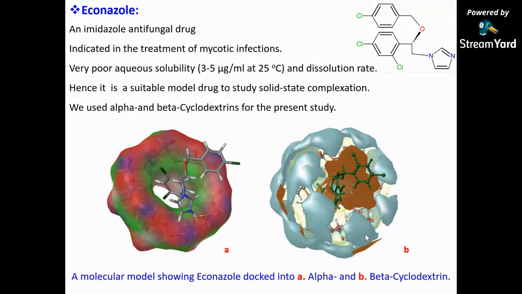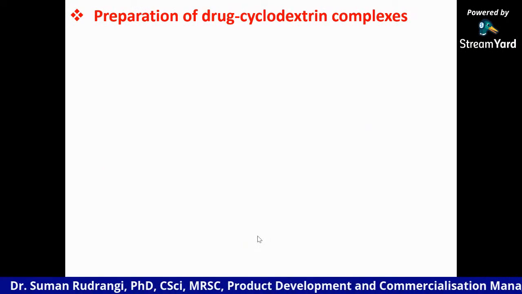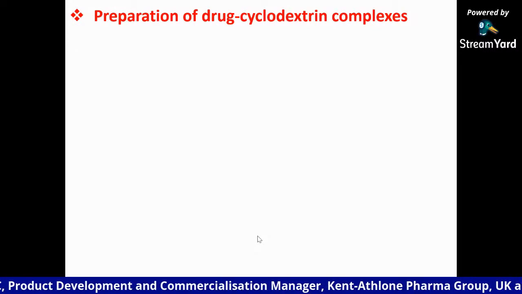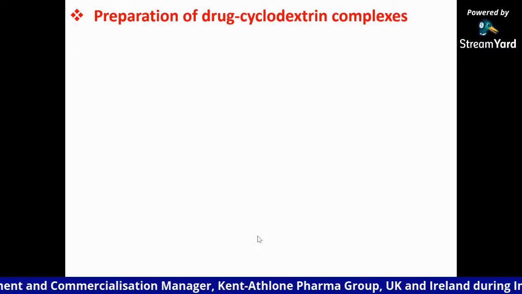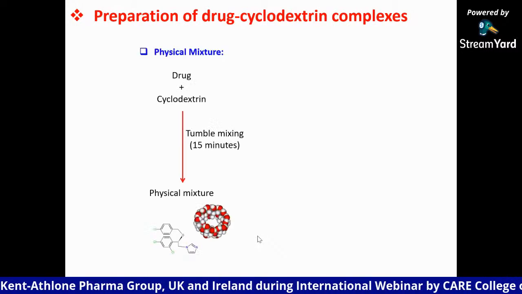As you can see in the image below, it shows the molecular model of econazole. So this is the drug econazole getting docked into alpha and beta cyclodextrins. We discussed how the complexes of drug and cyclodextrin are formed in solvent and later also in the solid state. Now, I'll show you how these complexes were prepared for econazole and cyclodextrin.